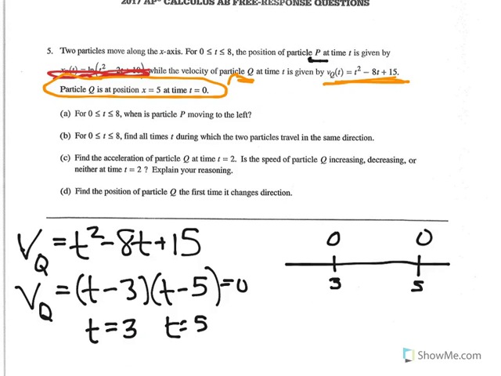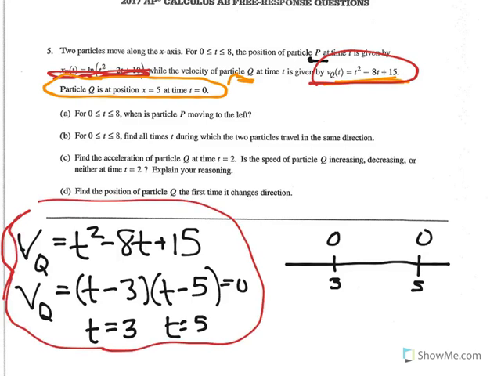I have to check the direction for particle Q. Well, they only gave me the velocity equation for particle Q. Well, good. That's going to let me know what direction it's going in, and that's going to allow me to find the values. But what I'm going to do is I'm always going to find where the velocity is 0.